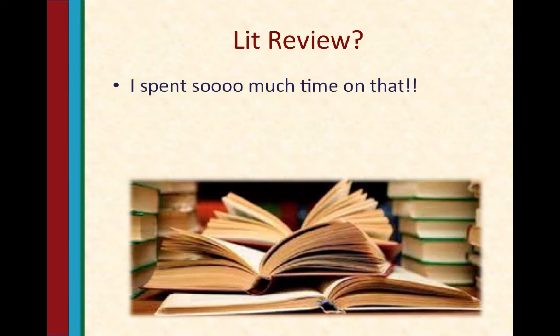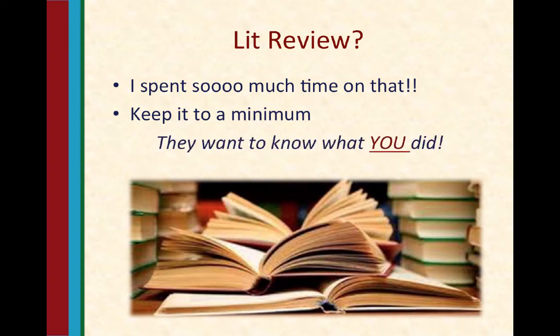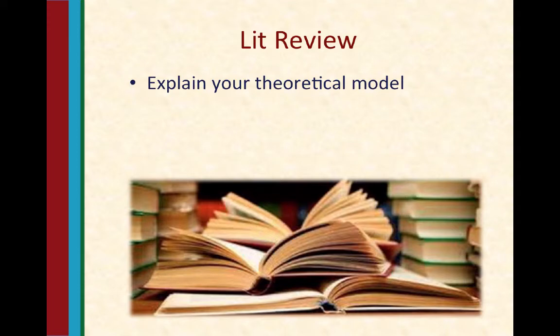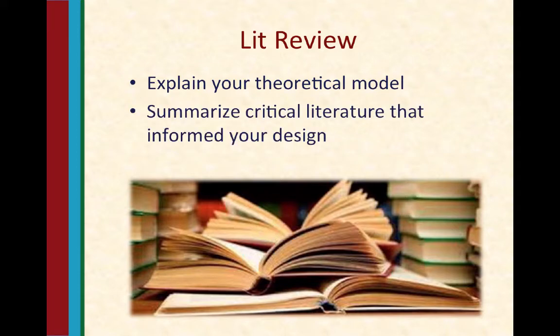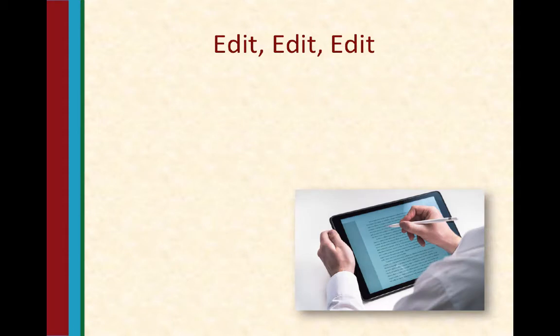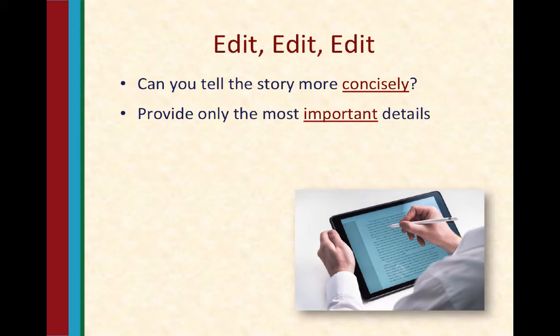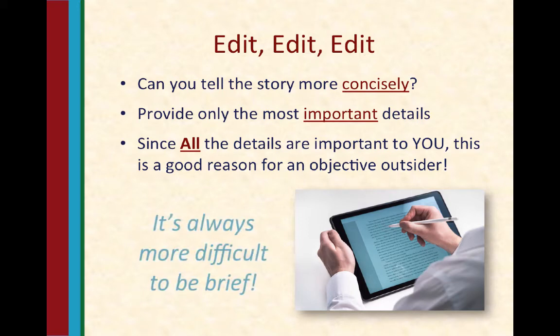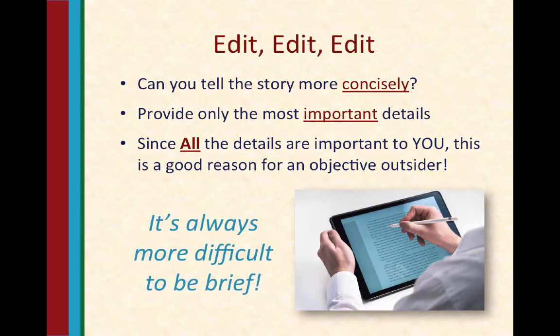First of all, the lit review. I spent so much time on that, but keep it to a minimum. They want to know what you did, not what others did. You want to explain your theoretical model, summarize the critical literature that informed your design, and then edit. Can you tell your story more concisely? You need to provide only the most important details. But since all the details are important to you, this is a good reason for an objective outsider. It's always more difficult to be brief.